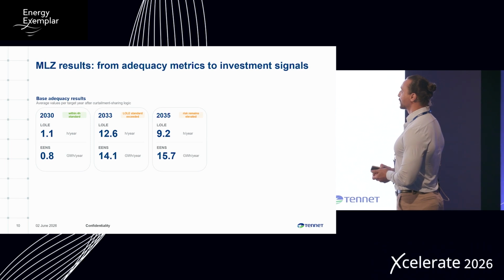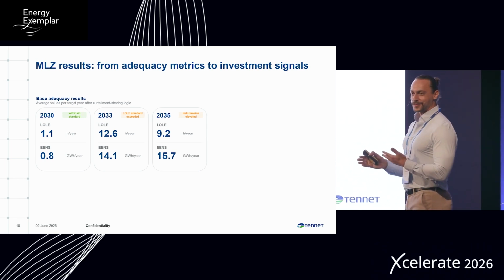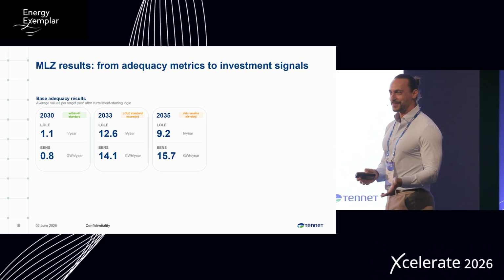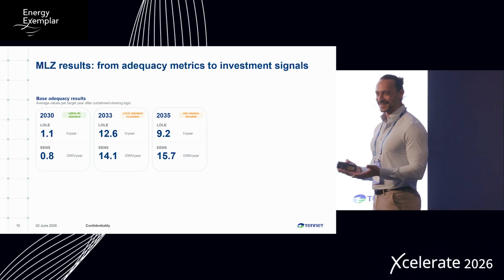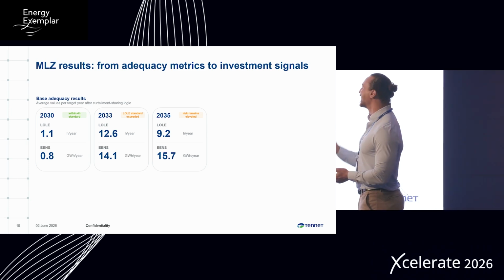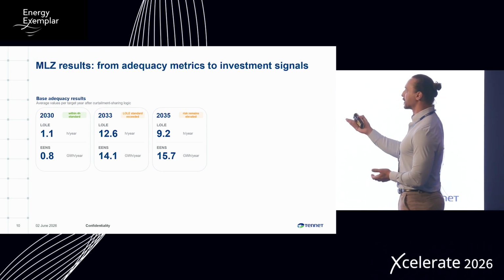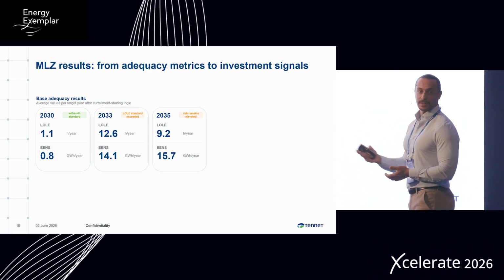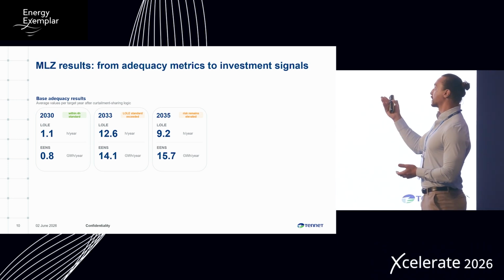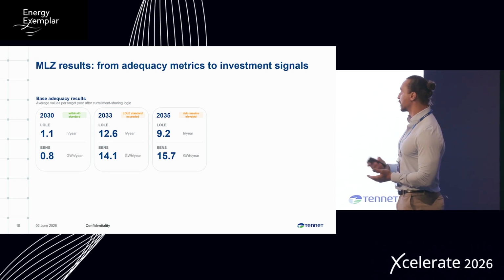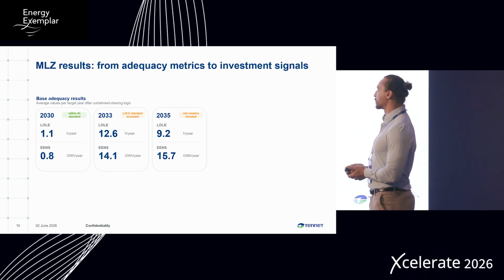These are the results of the MLZ. Unfortunately, I couldn't show the latest results of this year because they will be published on the 10th of this month, so my colleagues told me that we cannot present them yet. This is from last year. The results show that we, as the Netherlands, don't have any issues in 2030. You can see that our LOLE is lower than 4 hours per year. But in 2033 and 2035, our LOLE jumps really high to 12 hours per year and 9.2 hours per year.